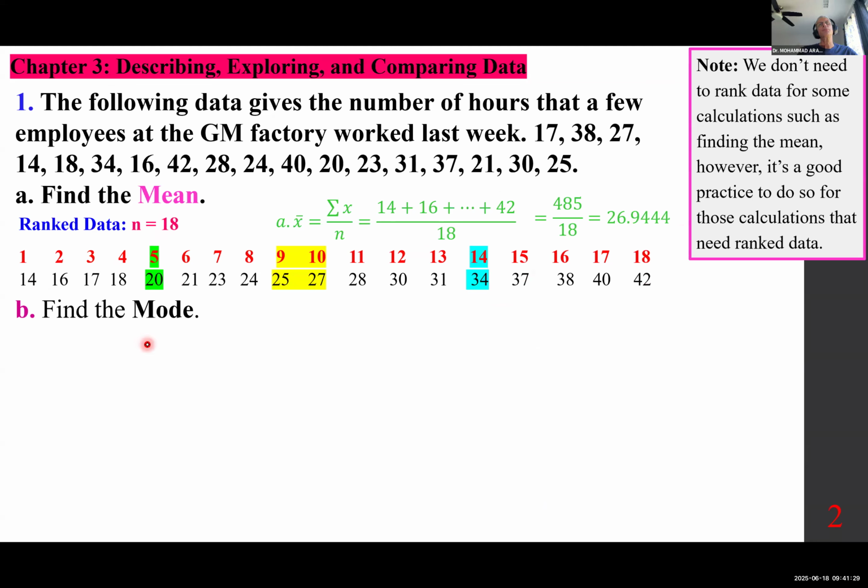Now find the mode. So you look at the numbers and there is no mode. Why not? Nothing repeats. Look at the numbers. No number repeats. So there is no mode.